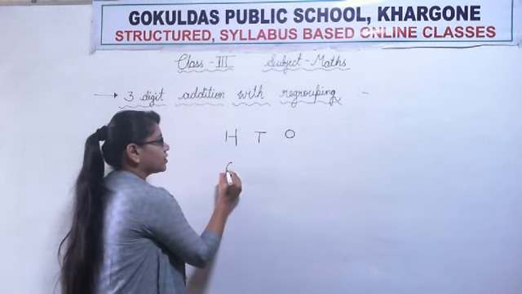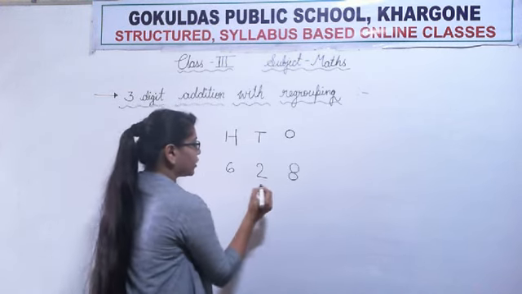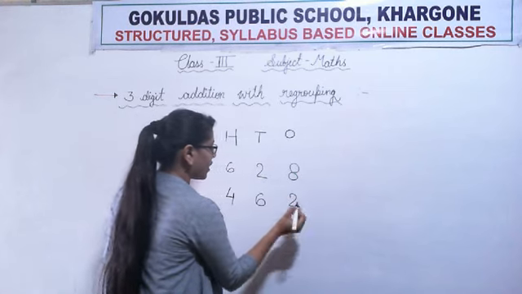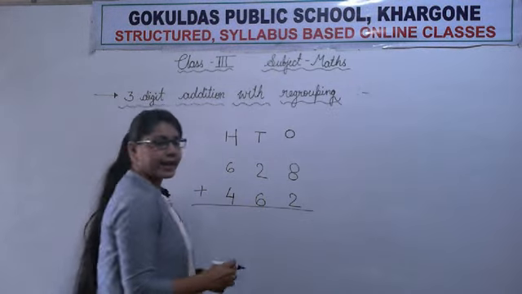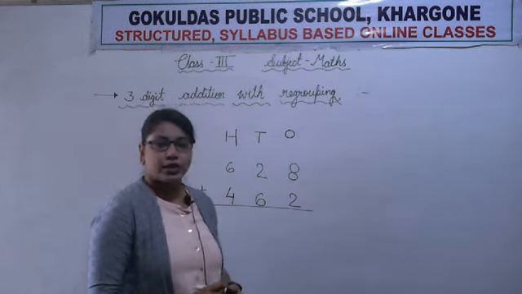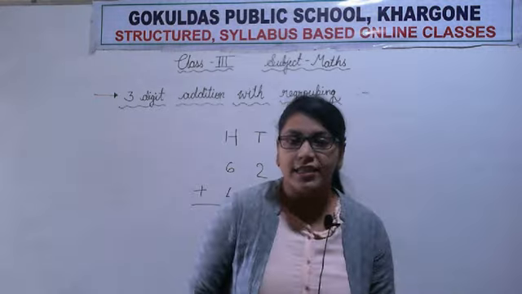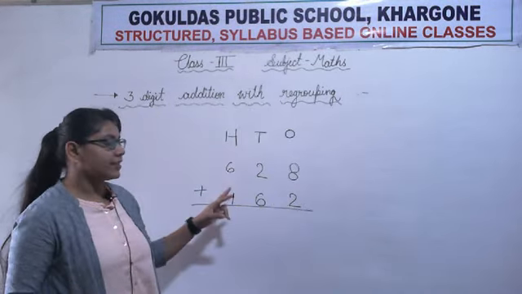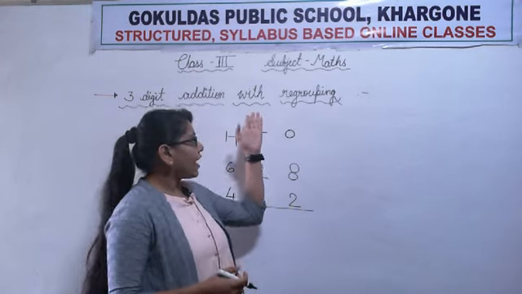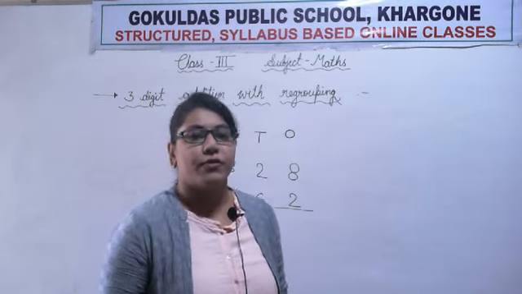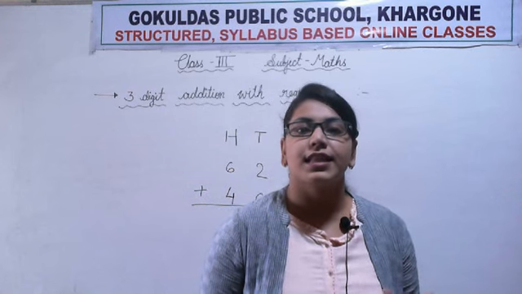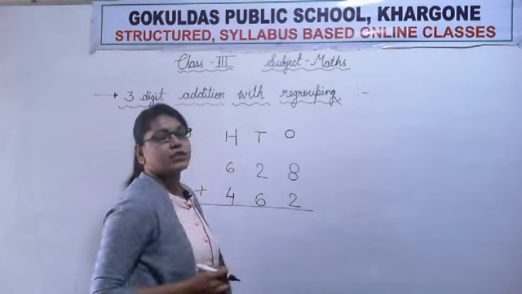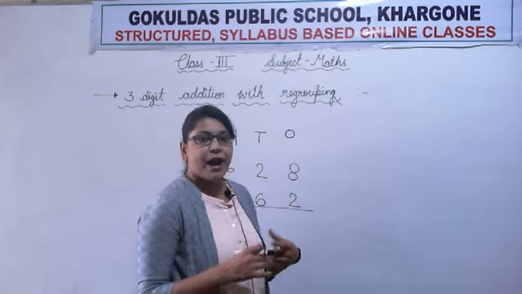So suppose we need to add these two numbers, 628 and 462. So how do we do addition? We add ones in ones, tens in tens and hundreds in hundreds. So whether it is without regrouping or with regrouping, our process will remain the same. First of all, we will add ones in ones. So how do we add? We add by drawing sticks.